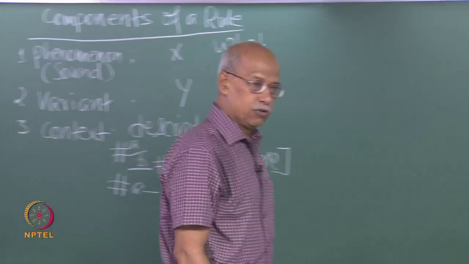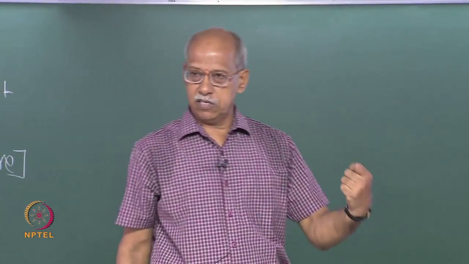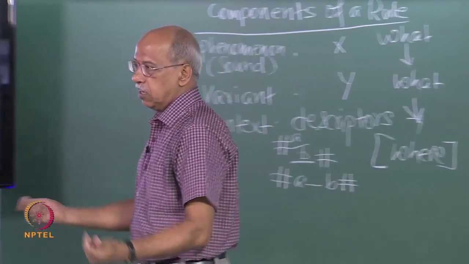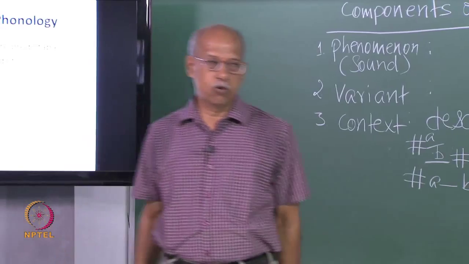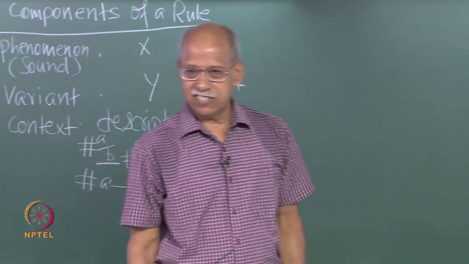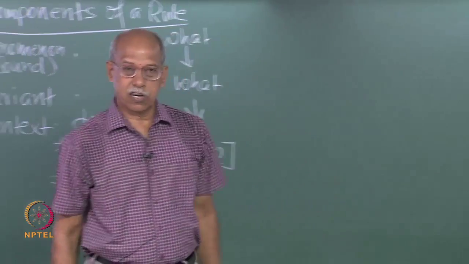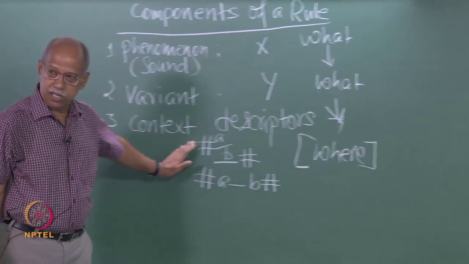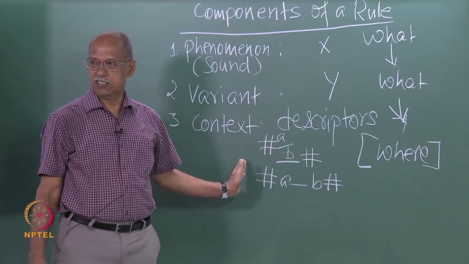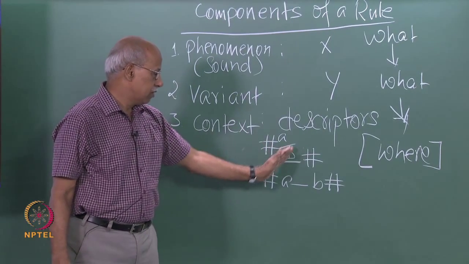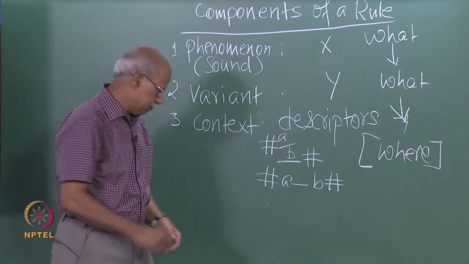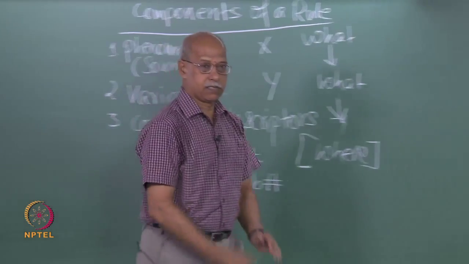Can you close your eyes and listen to me and then repeat? Number one, what changes, to what it changes, variant, and then where it changes, context. What does it take to write a rule? Can you close your eyes and tell me? What changes, to what it changes, and where it changes. To describe where, you need a minimum of two things, between what or before and after what. You can say either after A or before B or between A and B. Okay? Let's look at some examples.